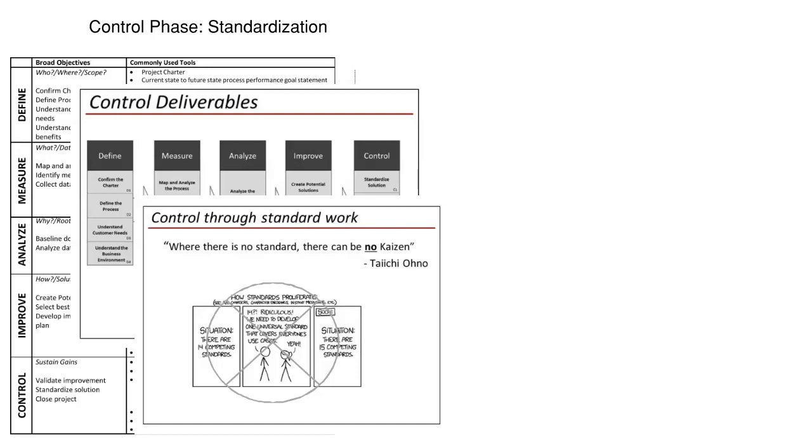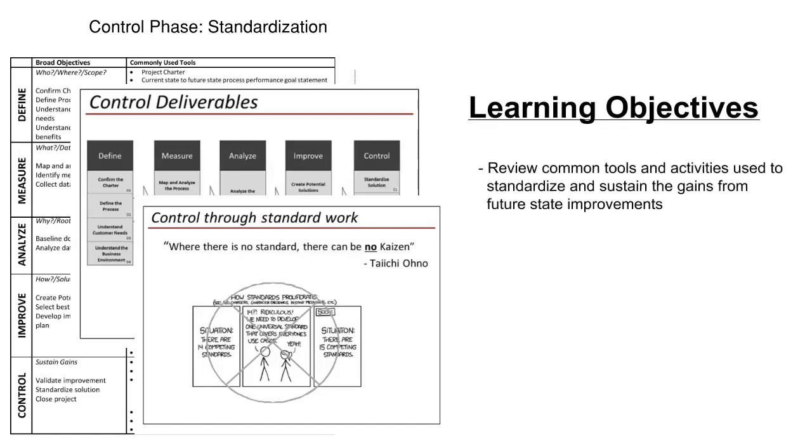This is part of a series of videos around tools and activities that you can perform in the control phase of a domain-based project. And this specific video will be on standardization tools and activities. The specific learning objectives are to review some of the common tools that are used to standardize a future state improvement.